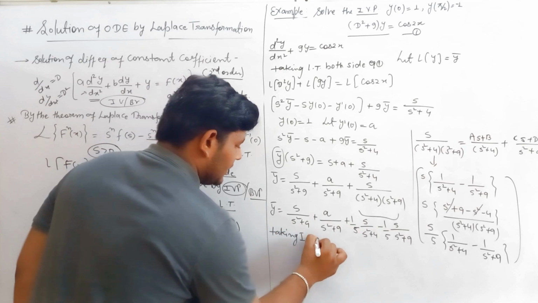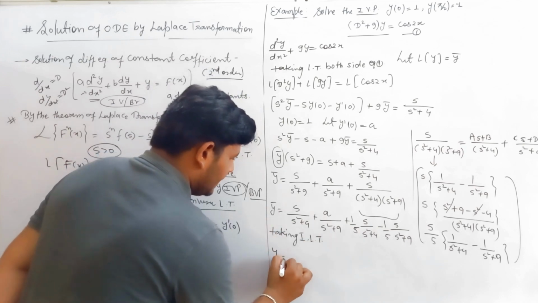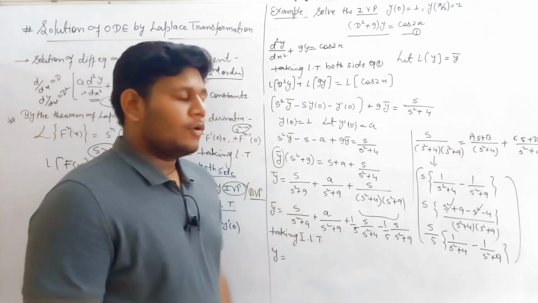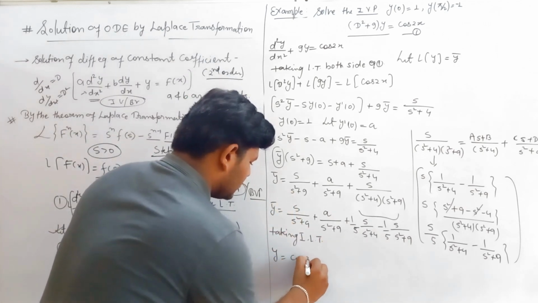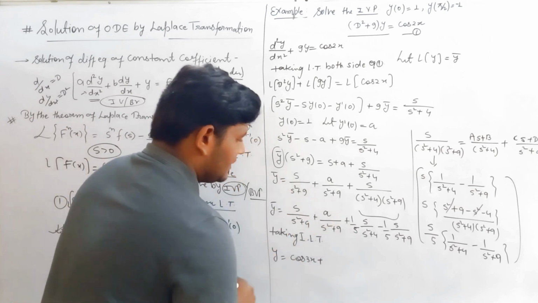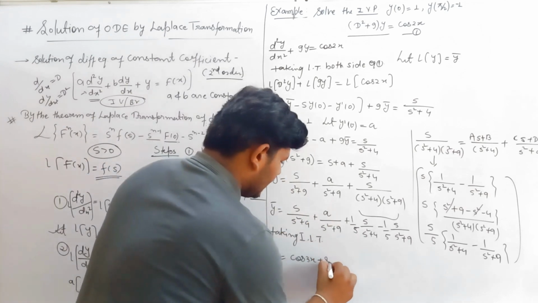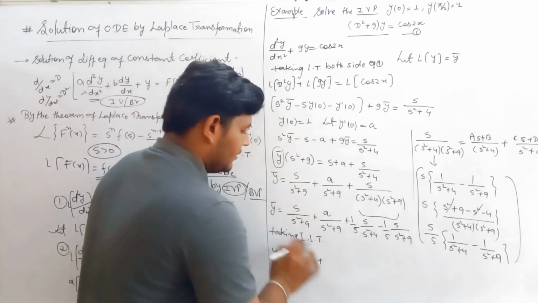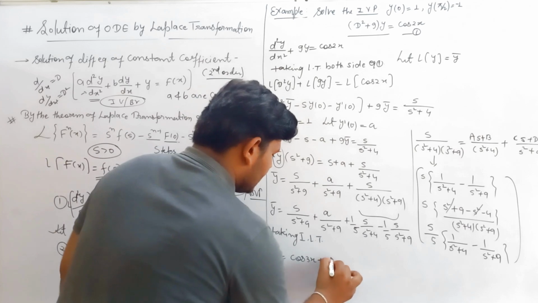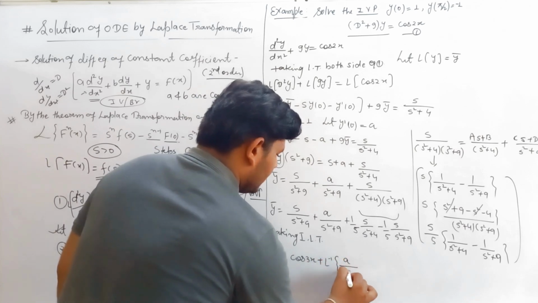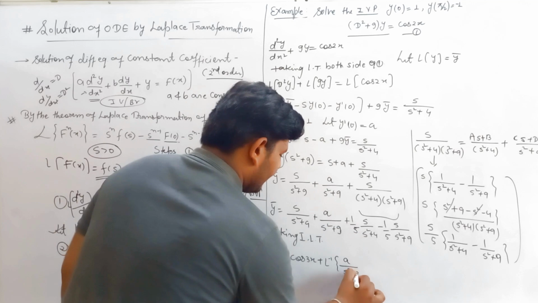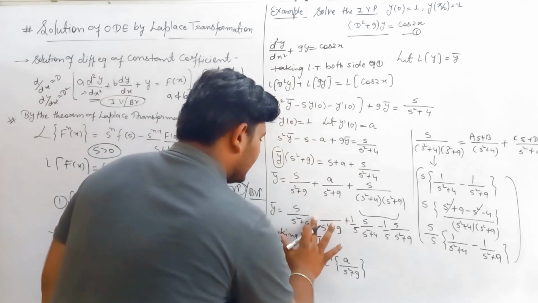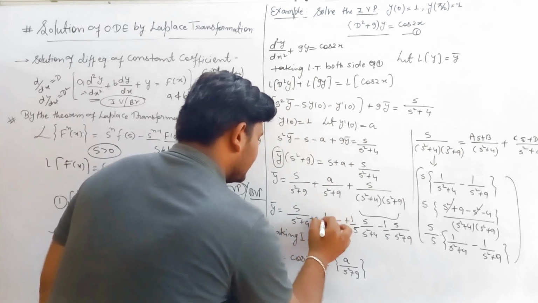Taking the inverse Laplace transform, it is y, and this is the value s upon s square plus a square, cos of 3x. So it is cos of 3x. It is a upon s square plus a square, sine of ax, but not a. Here is a 9. So I can write this as Laplace inverse of a upon s square plus 9. But I can write it also, okay.